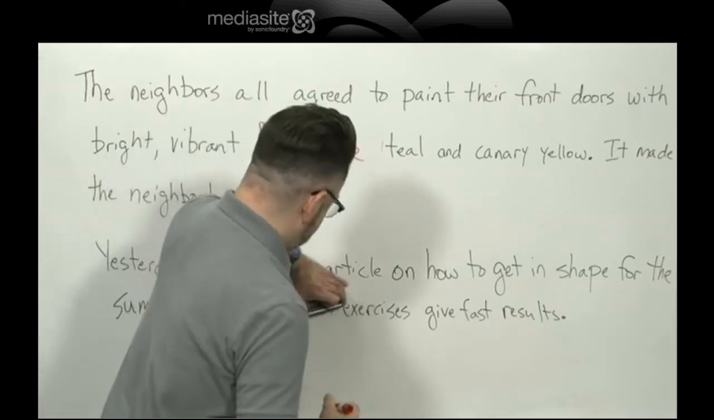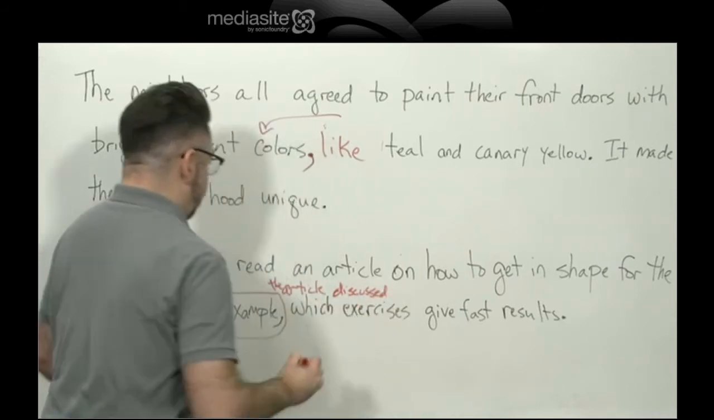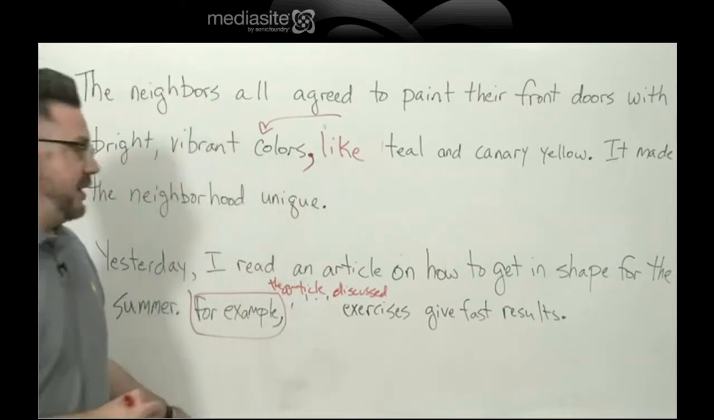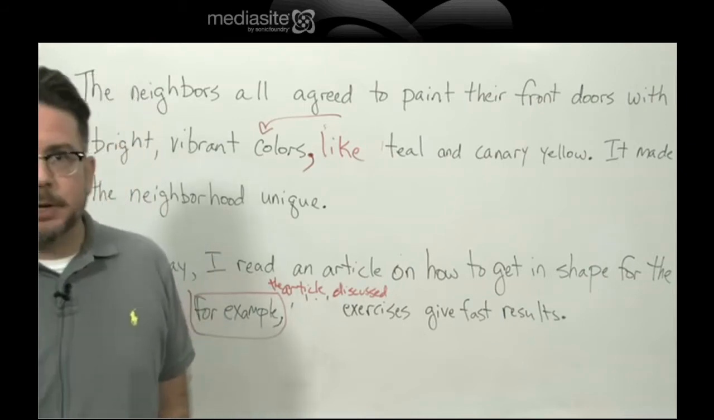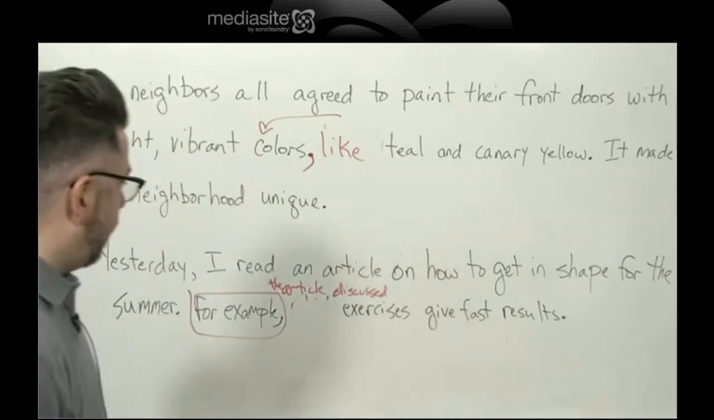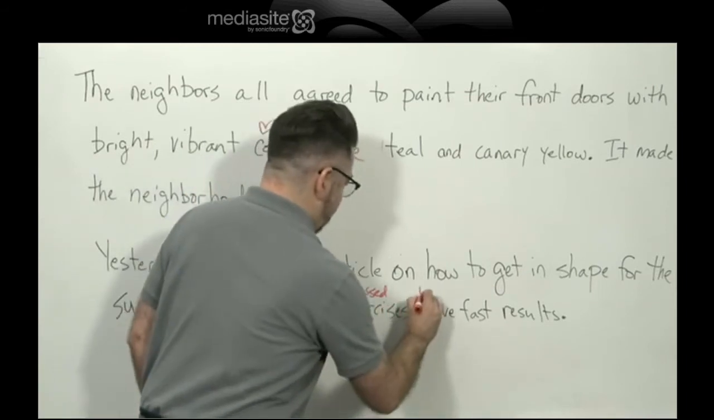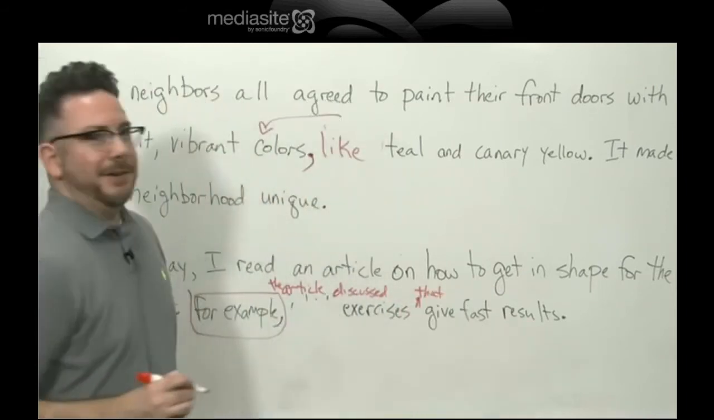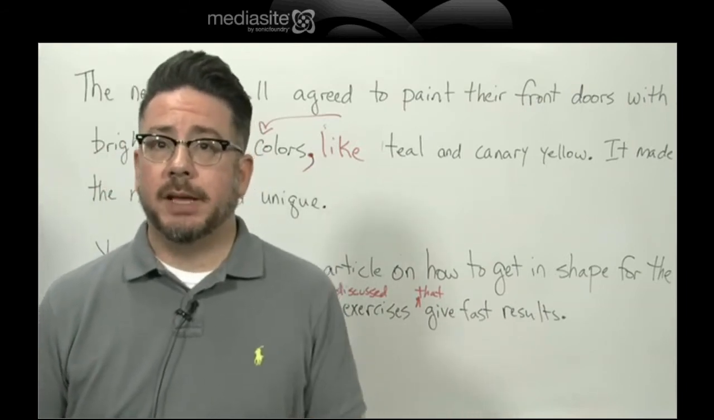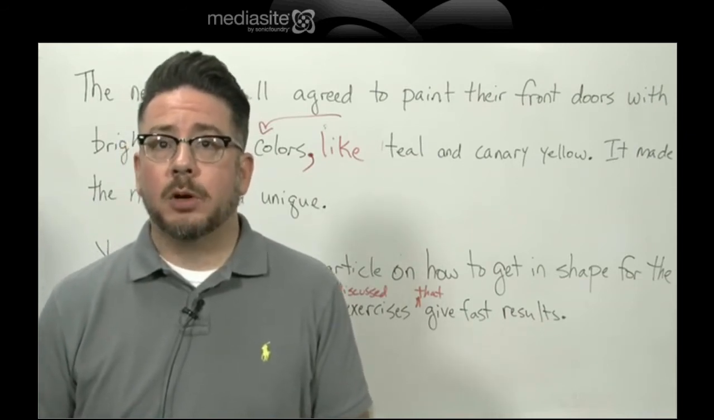I can't spell today. For example, the article discussed which exercises give fast results. So I did a little bit of rewriting. I added in a subject and verb to make that a complete thought. For example, the article discussed exercises that, I left out a word, didn't I? That give fast results. So now we have corrected that fragment. Now we have a complete thought. In the next video, we will go over the last rule for correcting fragments.